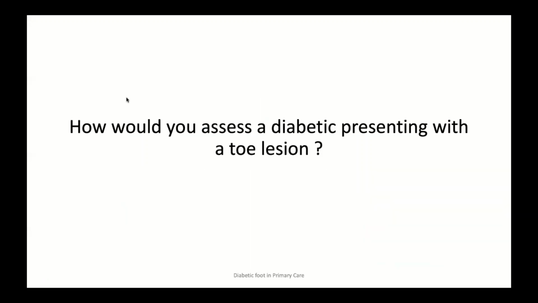So a lot of things are there, and I probably would agree that even all those things might be right. So it's really important that when you see a patient with a diabetic issue involved in the feet, especially, how am I going to assess such a patient?